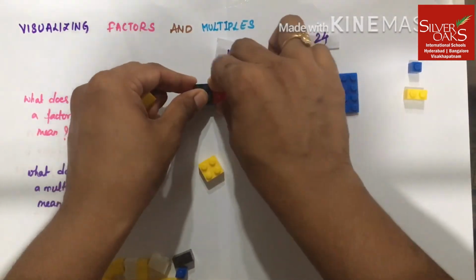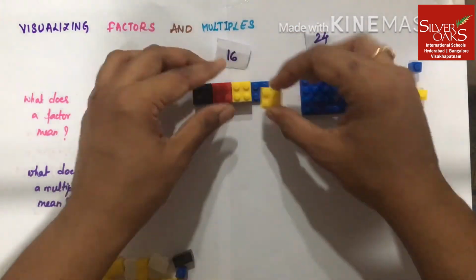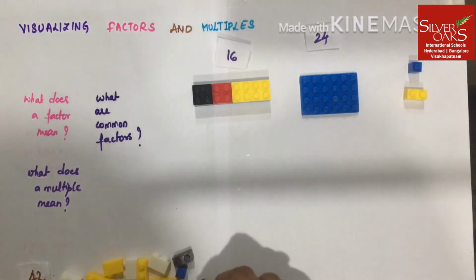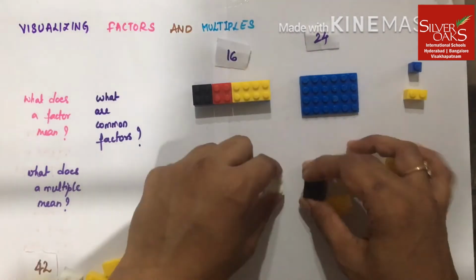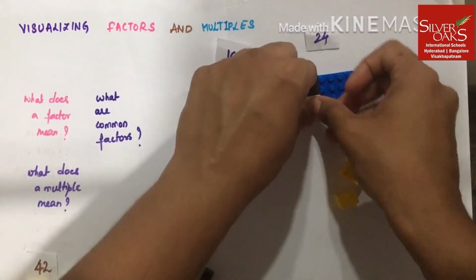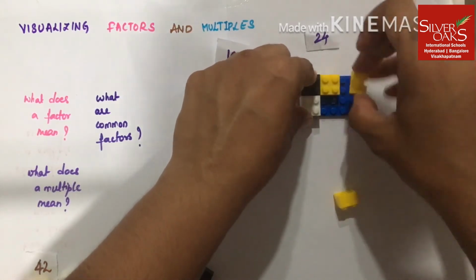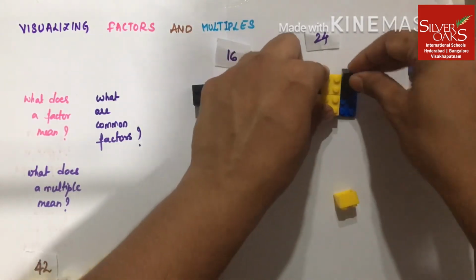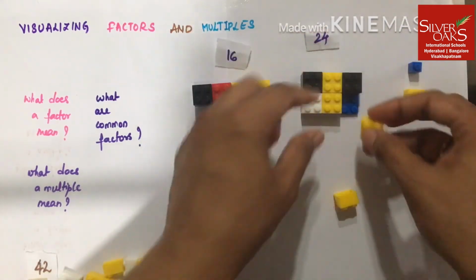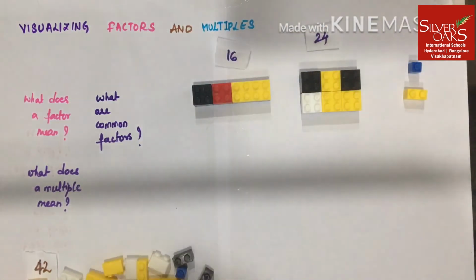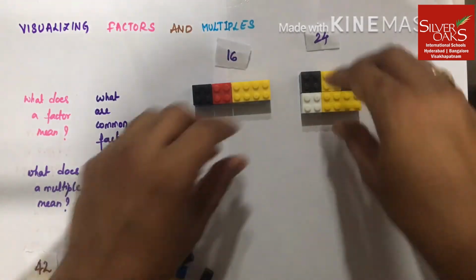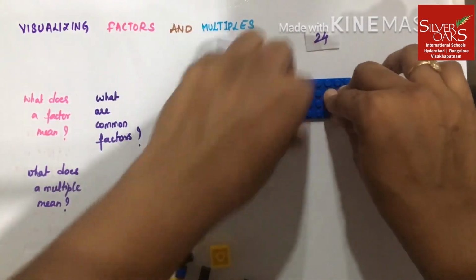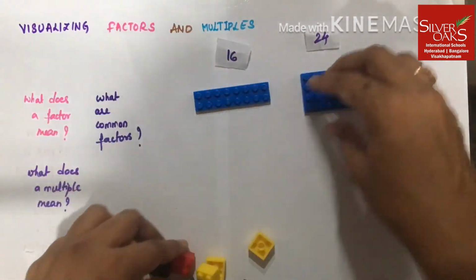First 4, second, third. Yeah, when I used 4 4s, I was able to fill the whole block. Similarly, let me fill the 24 base too. First, second, third, fourth, fifth and sixth. Yeah, I was able to completely fill it with 4s. So 4 is a common factor for sure. Likewise, you can keep on trying with other numbers too.